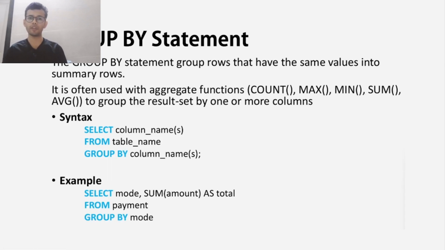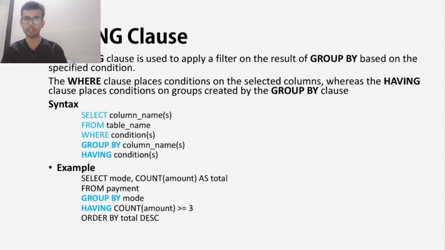Now GROUP BY, HAVING and WHERE clause you might be aware of. Let's discuss. The GROUP BY statement groups rows that have the same value into summary rows. It is often used with aggregate functions like count, max, min, sum, average, which I have already discussed in the previous parts. This is the basic syntax for the GROUP BY statement, grouping on the same value. The HAVING clause is used to apply a filter on the GROUP BY result.